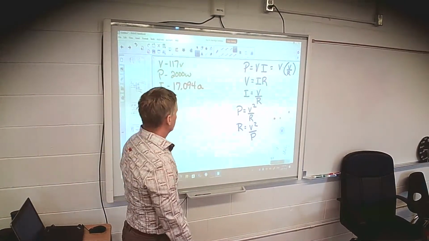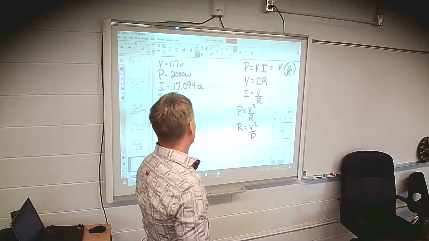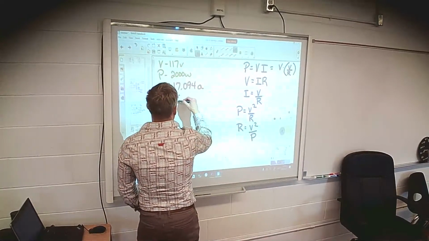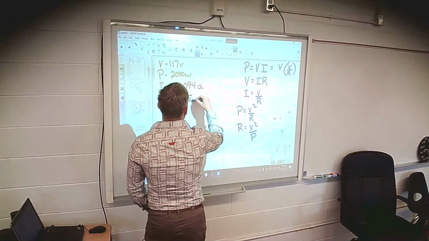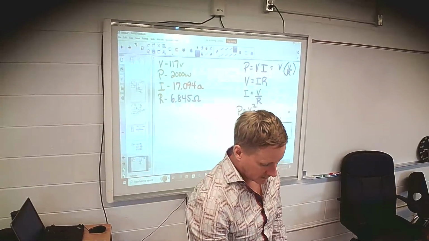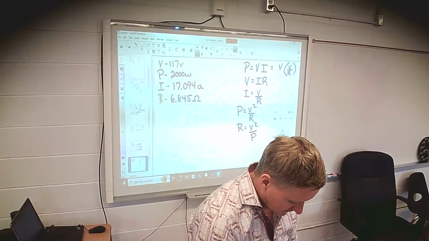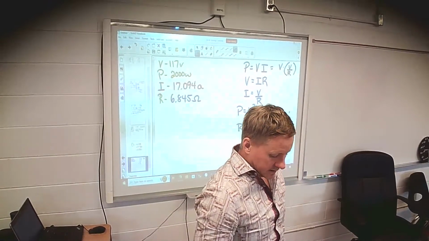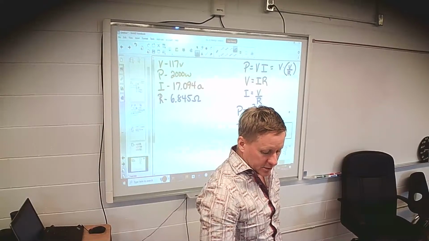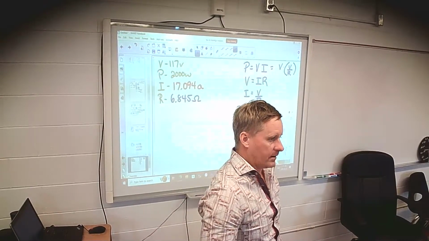One second here. 6.844 or 845. Okay, so I've got the current, I've got the resistance. What's the next thing that's asked of us to find? It says, what is the cost of operation for 24 hours at 10 cents per kilowatt hour?